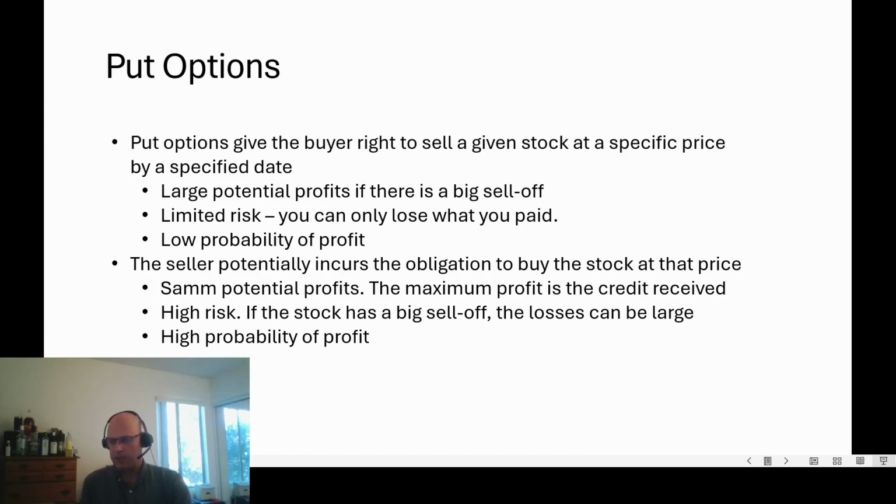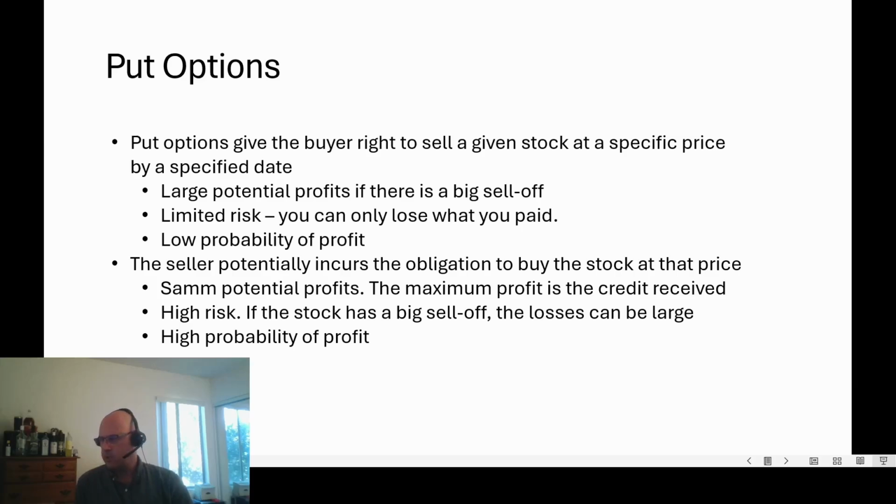What's the problem with that? Well, honestly, it's a low probability of success, and over time, I've found that when buying options, you tend to lose money because, as we'll talk about in a bit, time is also a factor. So if you don't get this big move right away, your option will decay in price as time progresses on. So the seller potentially incurs the obligation to buy the stock.